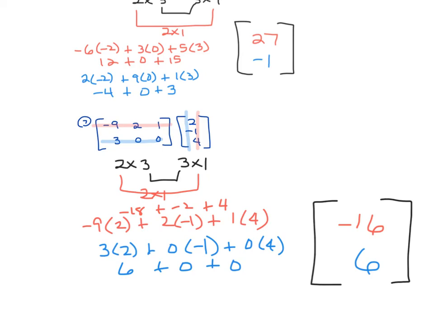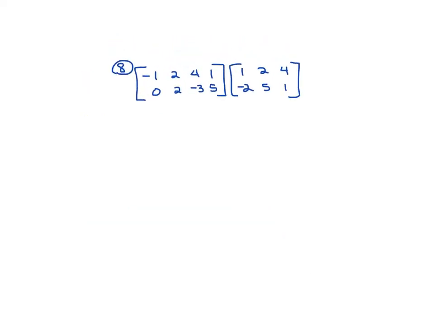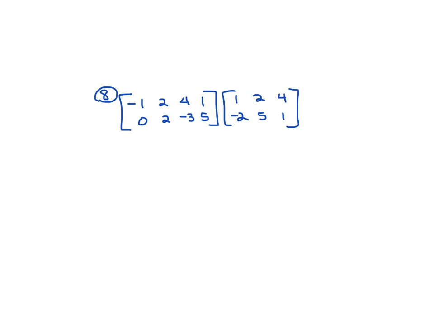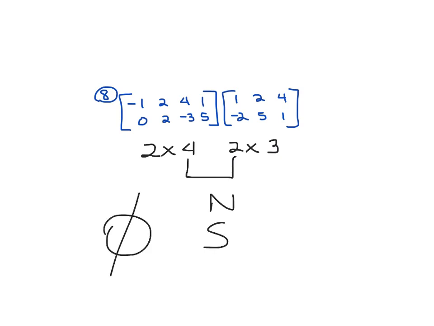Okay, example 8. Again, it's important to write down the dimensions. Again, this is a 2 row by 4 column and 2 rows by 3 columns. Notice the middle numbers don't match. This is no solution. So you can either write that or write out the words. You cannot find this product because the number of rows and the number of columns do not match. Good?